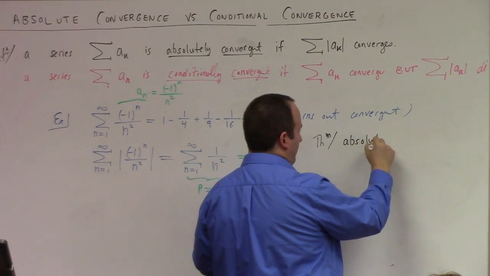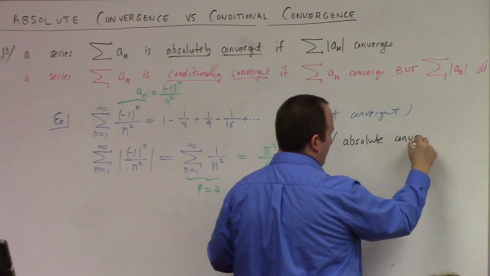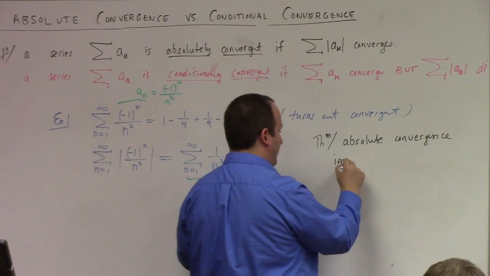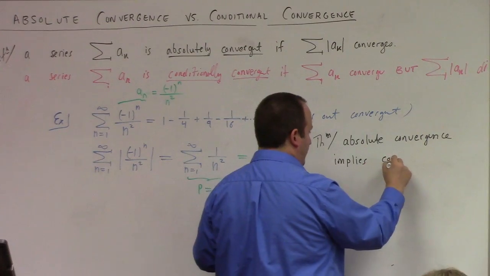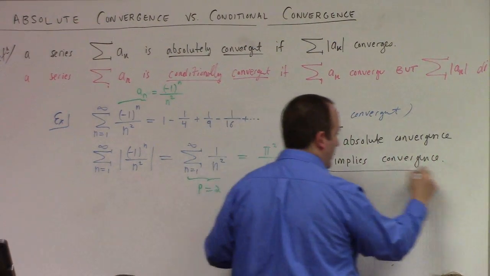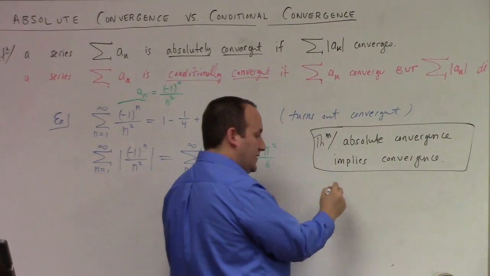Absolute convergence implies convergence of a series, of course, is what I'm talking about. So here's the proof.